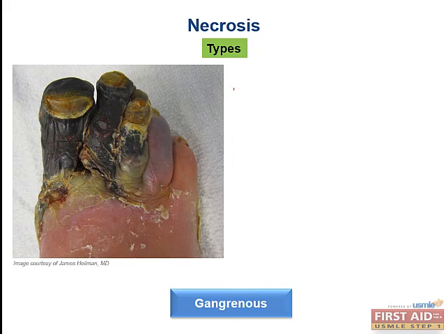Alright, and the final type, let's say there's just pockets of crepitus, like you press on this and you feel almost like there's some gas underneath the tissue. What type of gangrene is that? Well, that's appropriately named gas gangrene.